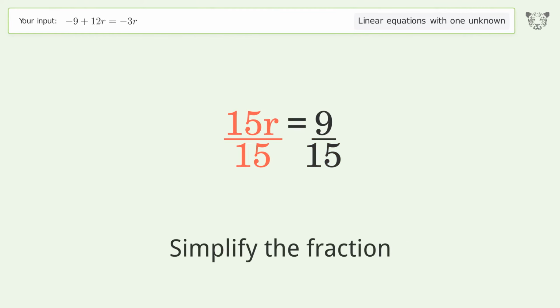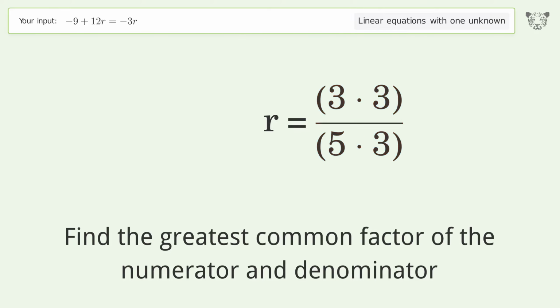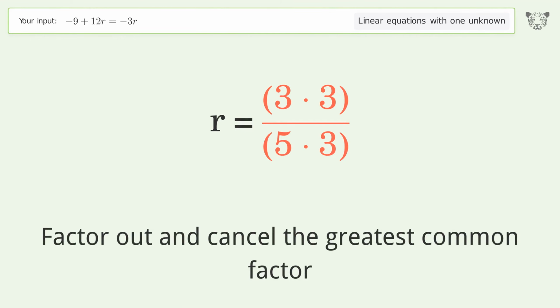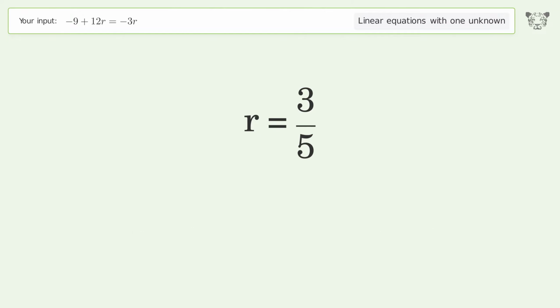Find the greatest common factor of the numerator and denominator. Factor out and cancel the greatest common factor. And so the final result is r equals 3/5.